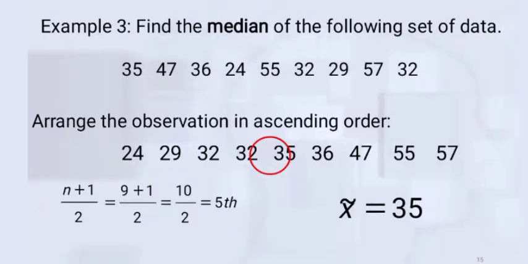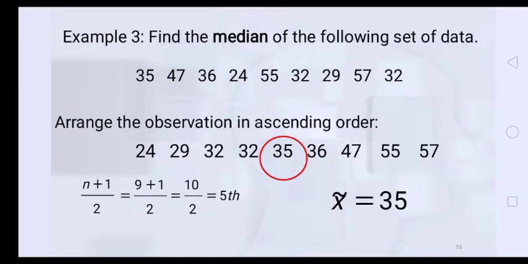So in this example, find the median of the following set of data. We have 35, 47, 36, 24, 55, 32, 29, 57, and 32. So the first step is to arrange the observations in ascending order, or from smallest to largest. So in the data set, 24 is the smallest and 57 is the largest.